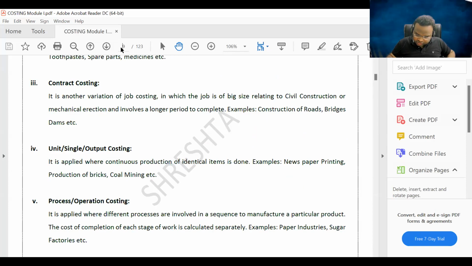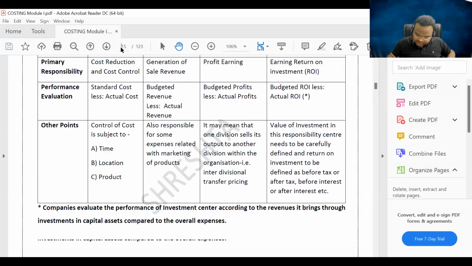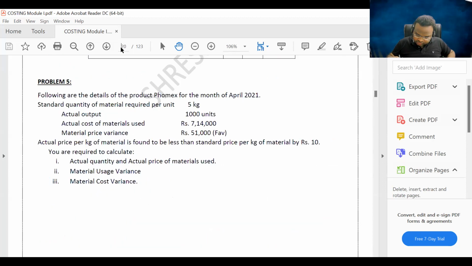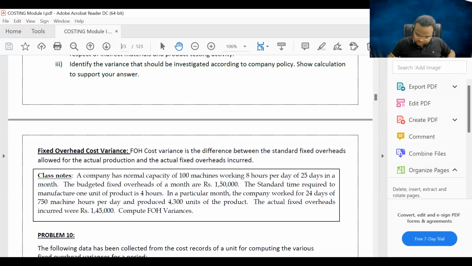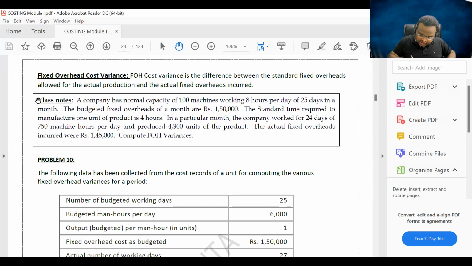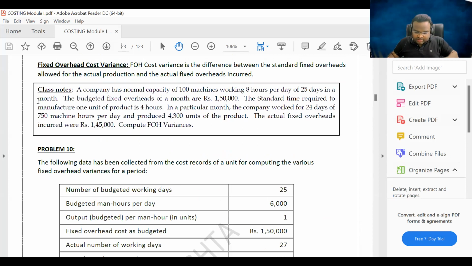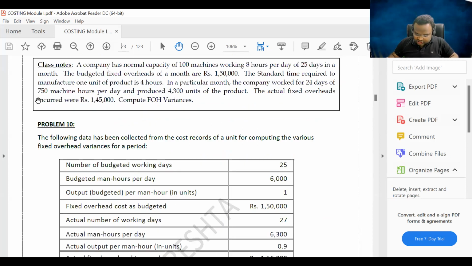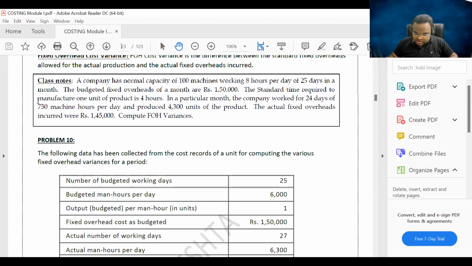Let me take to the example part. So class notes will understand. Then by understanding these class notes, we can discuss other questions. This class note question, you can get it as a 5 to 8 mark question. So that is the reason.